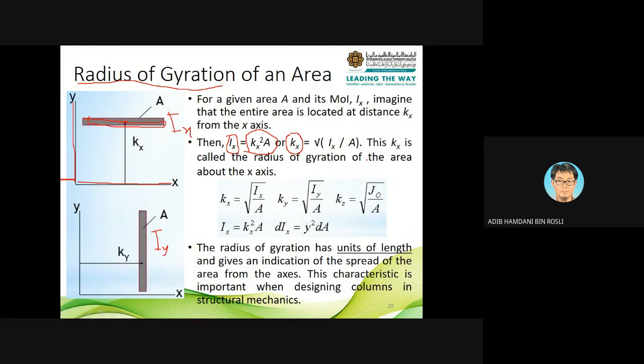So why do we want to do something like this? Because this kx, we can call it the radius of gyration, for this area about the x-axis. Same goes for ky. You can express this as the root of the integration of y squared over the area, which is I y over the area.